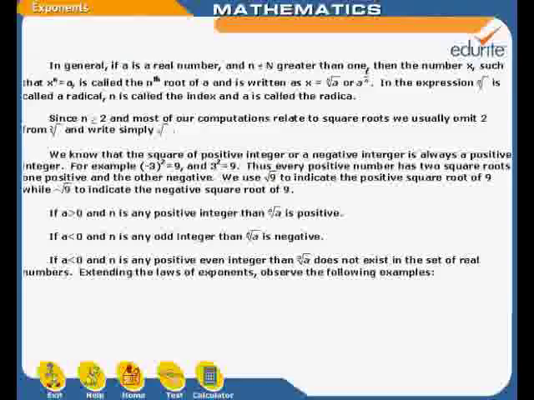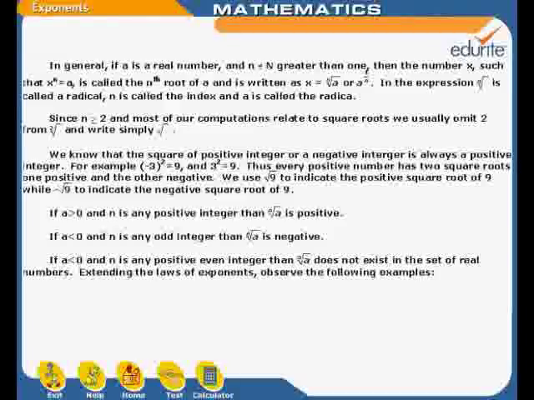In the expression n radical a, it is called a radical, n is called the index and a is called the radicand. Since n is greater than or equal to 2 and most of our computations relate to square roots, we usually omit 2 from 2 radical and we simply write under root.